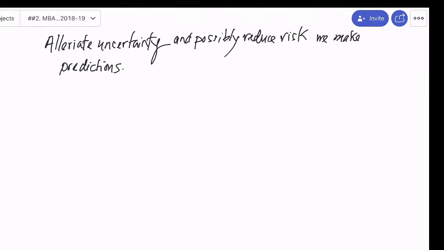Okay, so to alleviate uncertainty and possibly reduce risk, we make predictions, right? So we make predictions about what to expect.